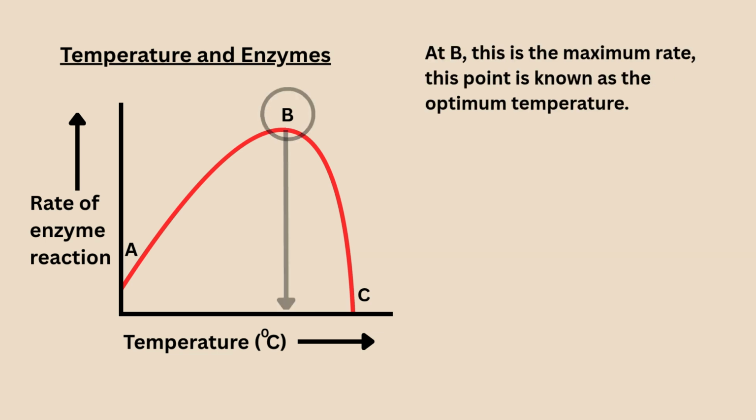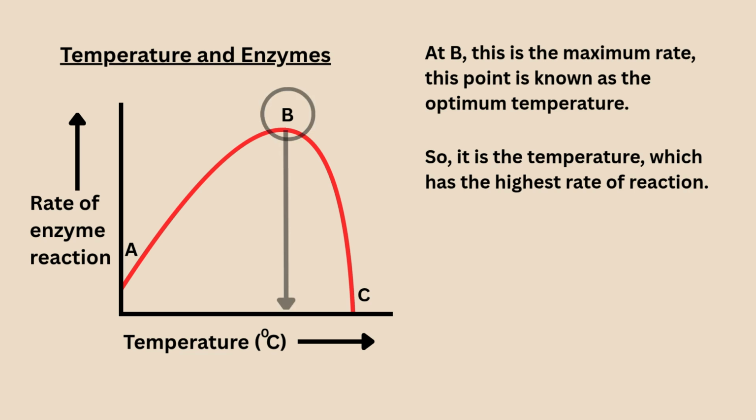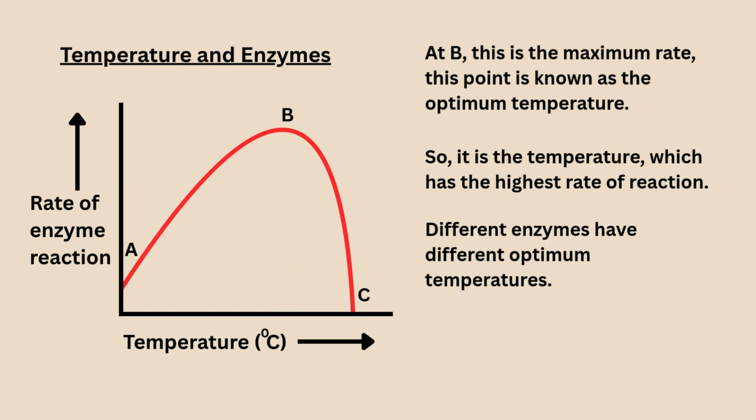At B, the maximum rate occurs, and this point is known as the optimum temperature. So it's the temperature which has the highest rate of reaction. Different enzymes have different optimum temperatures.